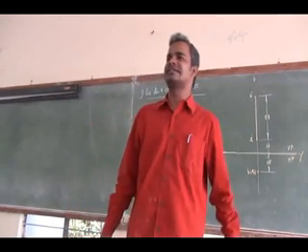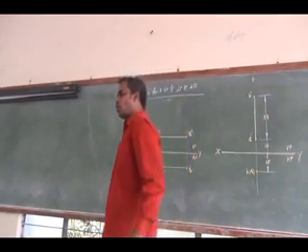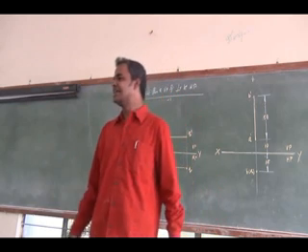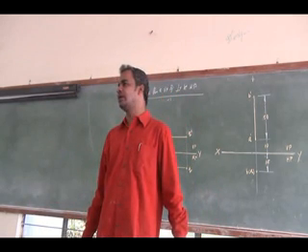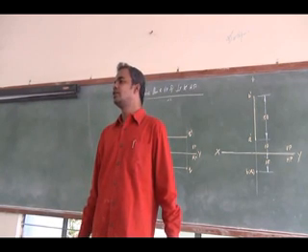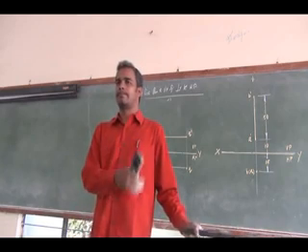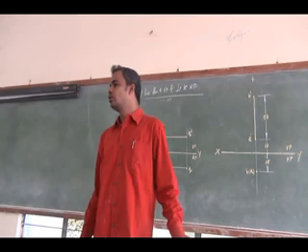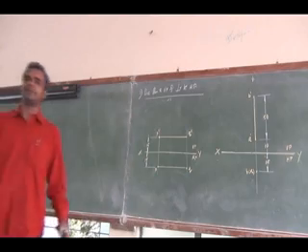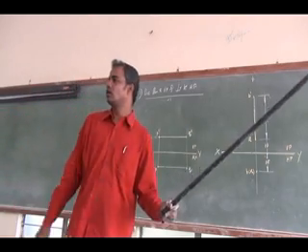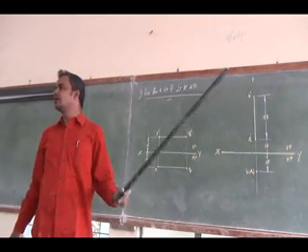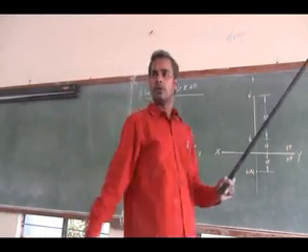True inclination. If a line is inclined to one plane and parallel to another plane, the true inclination of the line will be obtained on a plane to which the line is parallel. Okay.